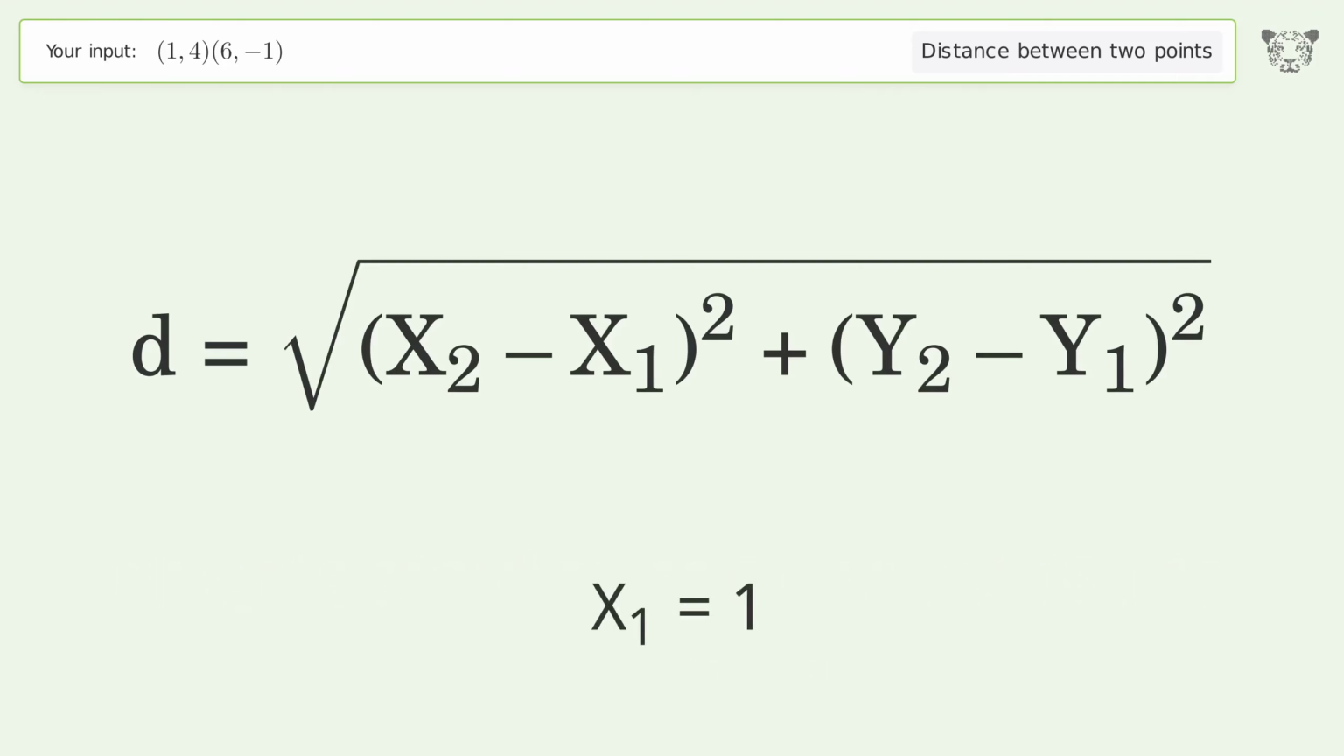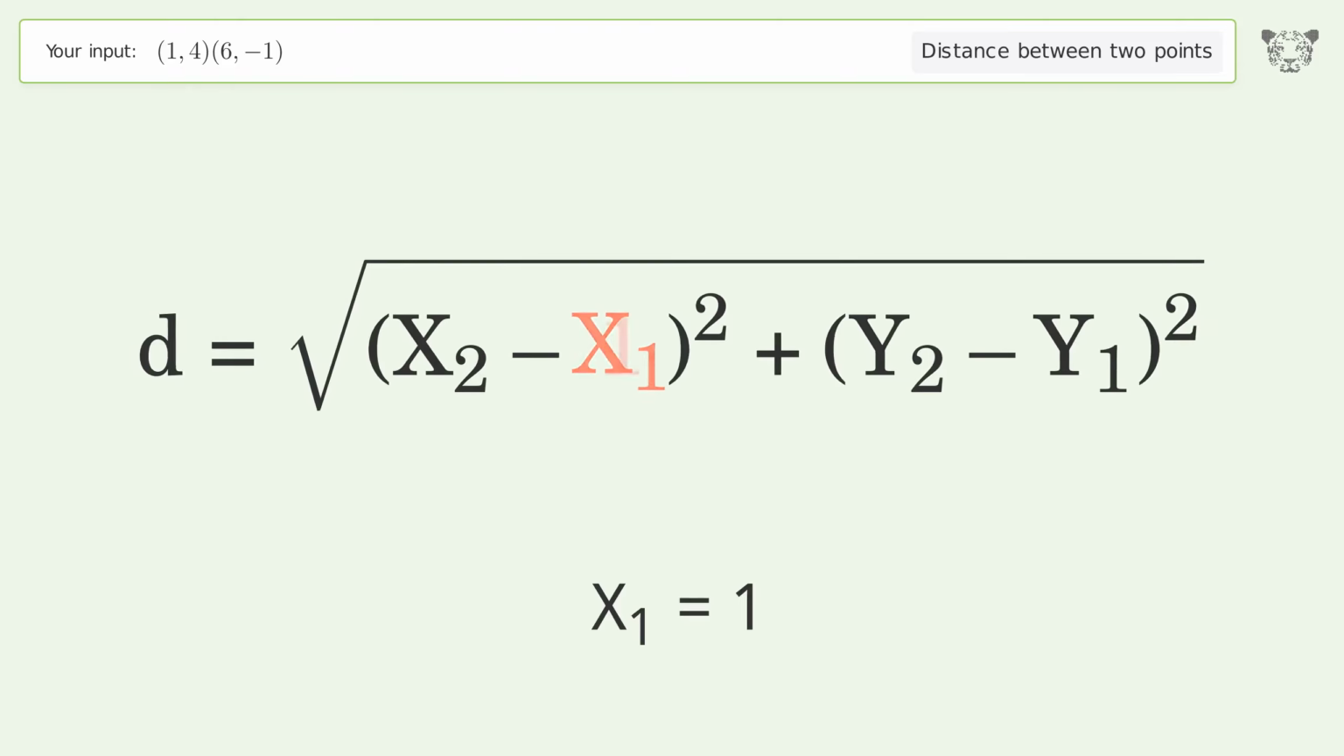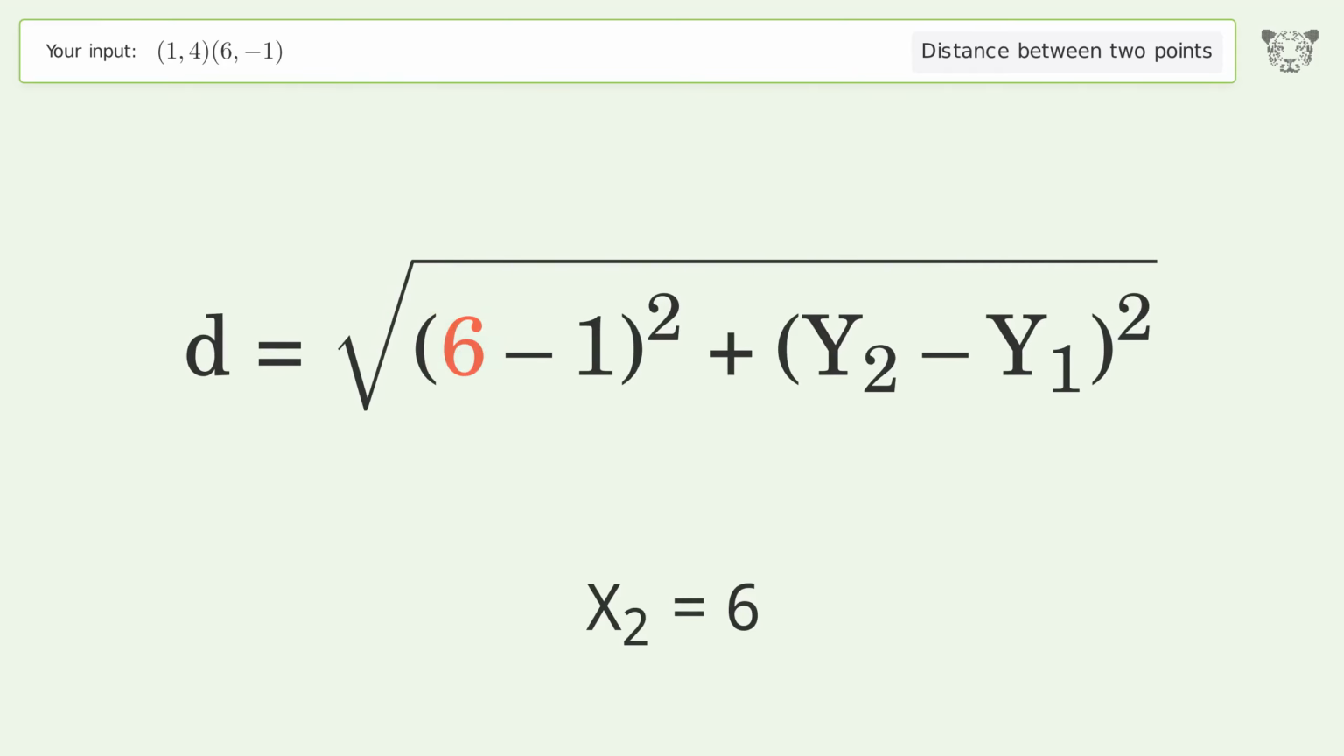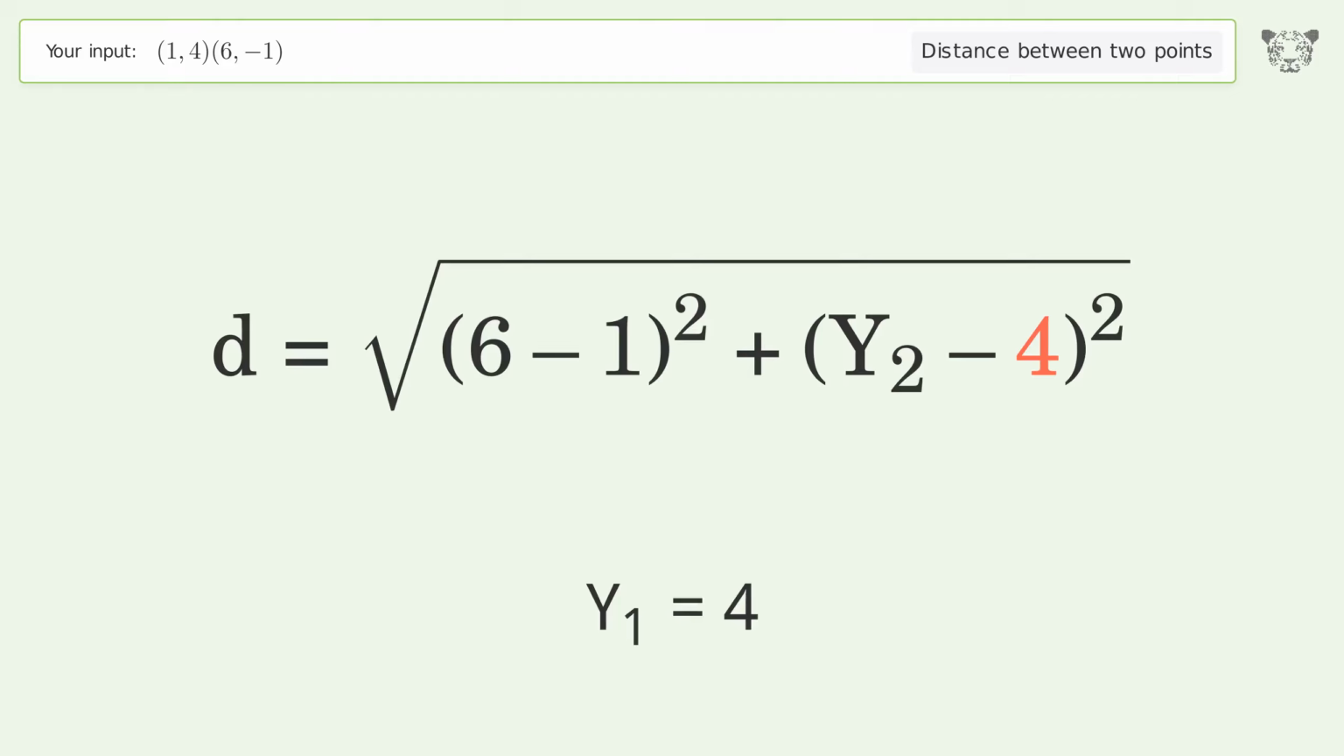x1 equals 1. x2 equals 6. y1 equals 4. y2 equals -1.